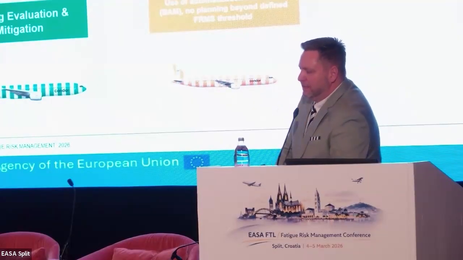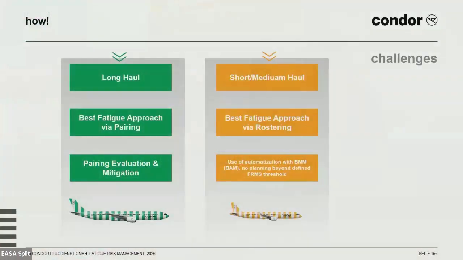On the short and medium haul flights, if we use our biomathematical model, there are other amplitudes than in the long-haul flights. Therefore, we use an automatic planning system with defined thresholds, and we always use our reporting from the crews. Are these thresholds correct, or do we have to change the thresholds? That way you don't have to deal with the big amplitudes of the biomathematical model, but with the pairings planned after each other.